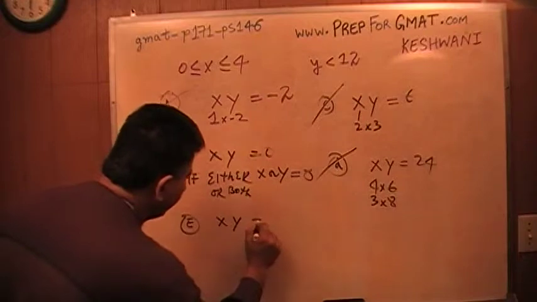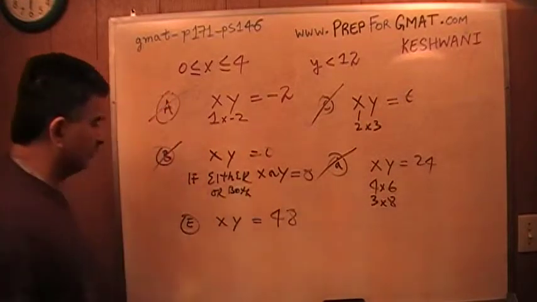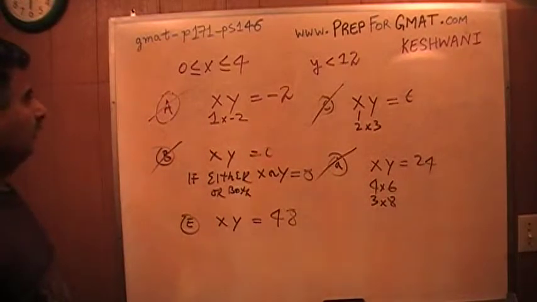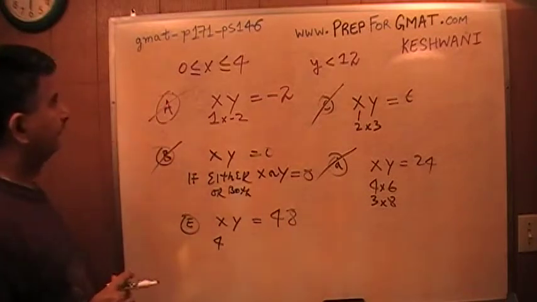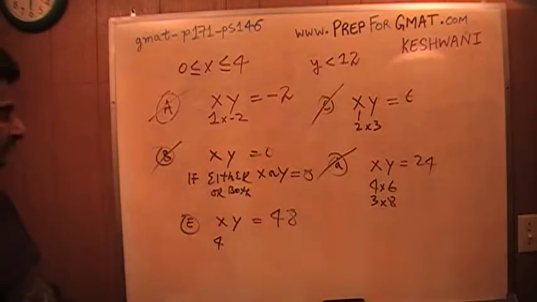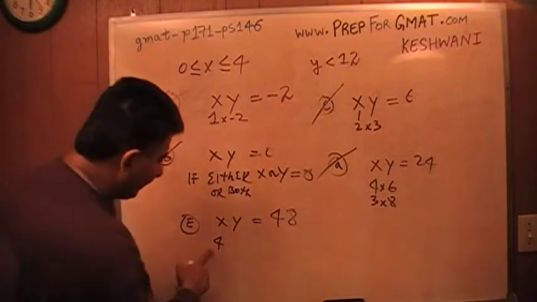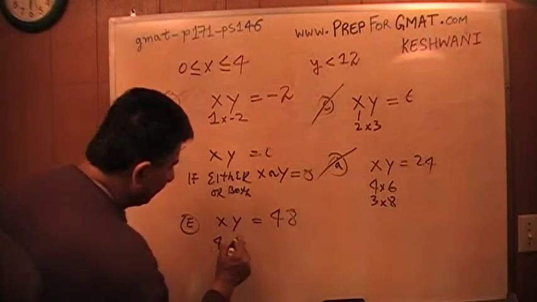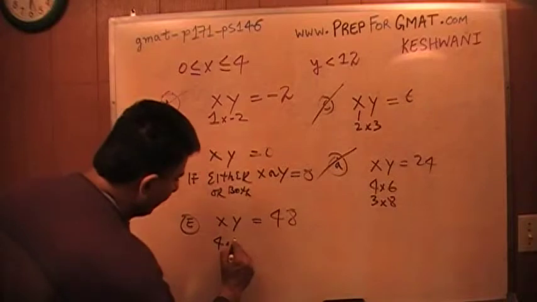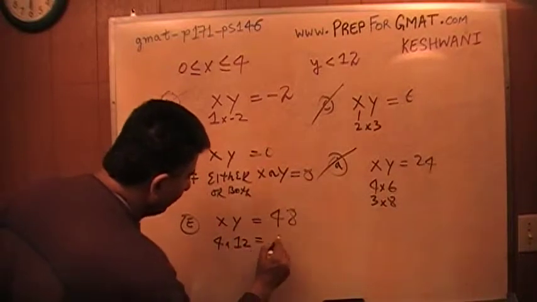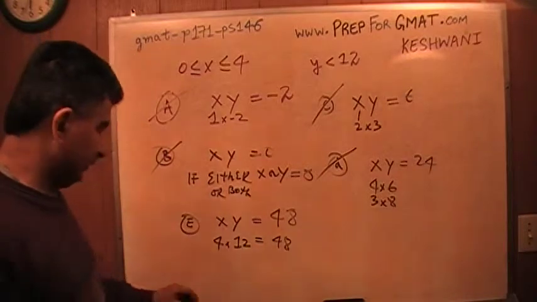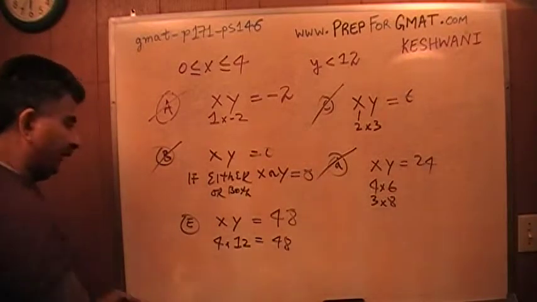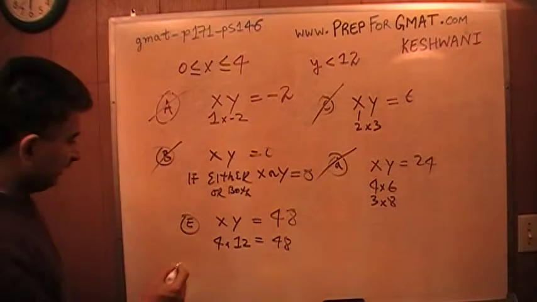Could x times y equal 48? Well, let's take a look. We know that the highest value that x can be is 4. If that were the case, what would y have to be in order for the product to be 48? y would have to be 12, because 12 times 4 is 48. Is that possible? The answer, of course, is no.